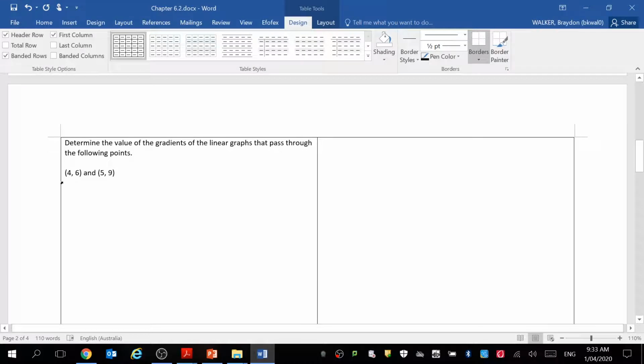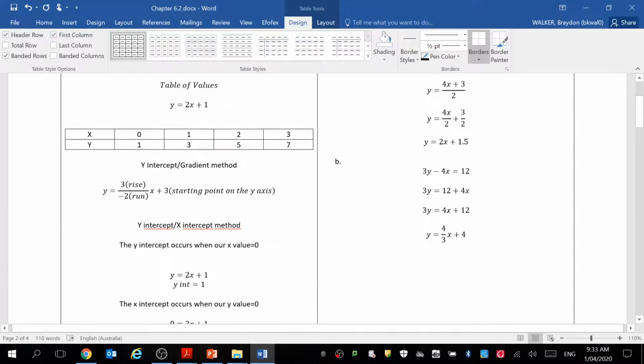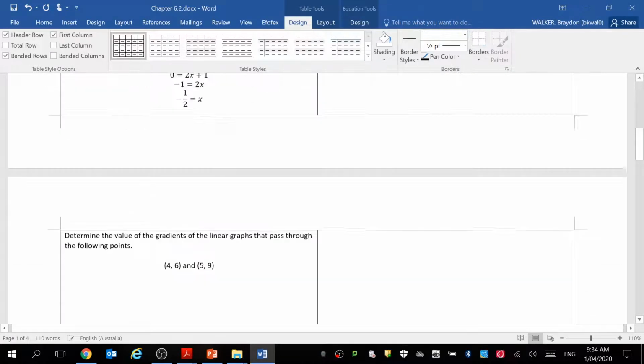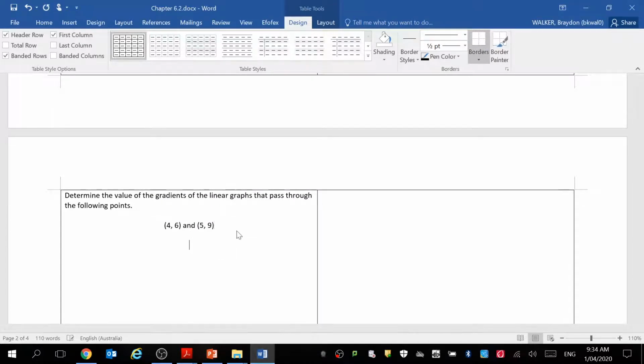So the first thing we need to do with one like this is to mark the different coordinates. Now, there's a generic formula that we can use to find the gradient, and it's as follows. M equals y2 take y1, and I should be using subscript for that, I apologize, over x2 minus x1, or the change in y over the change in x.